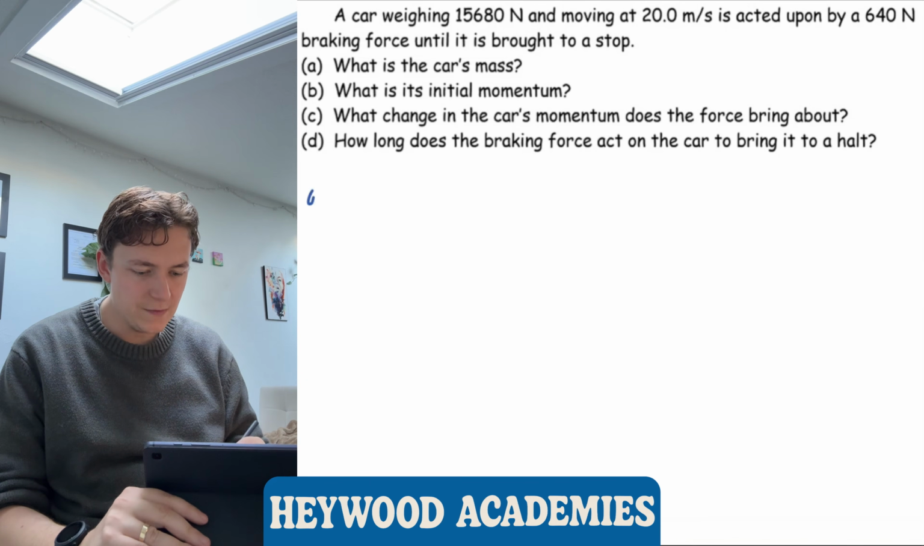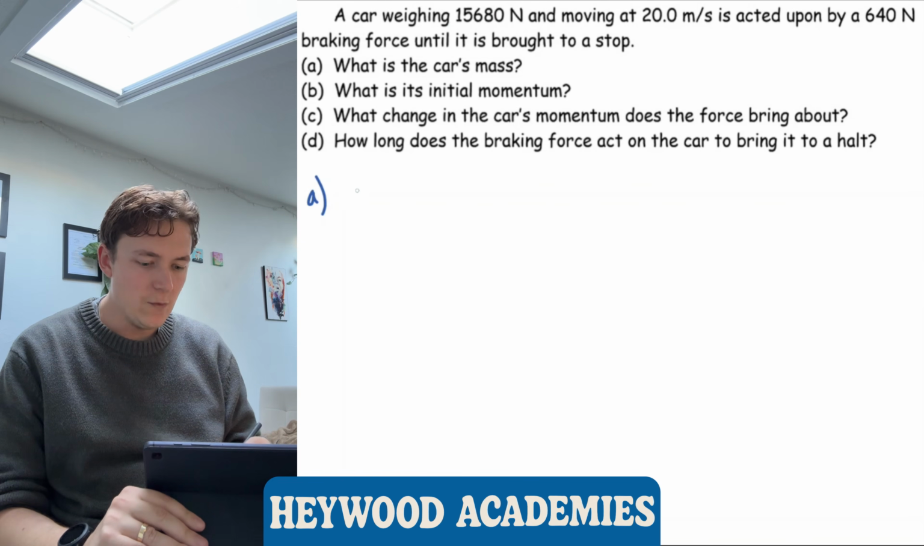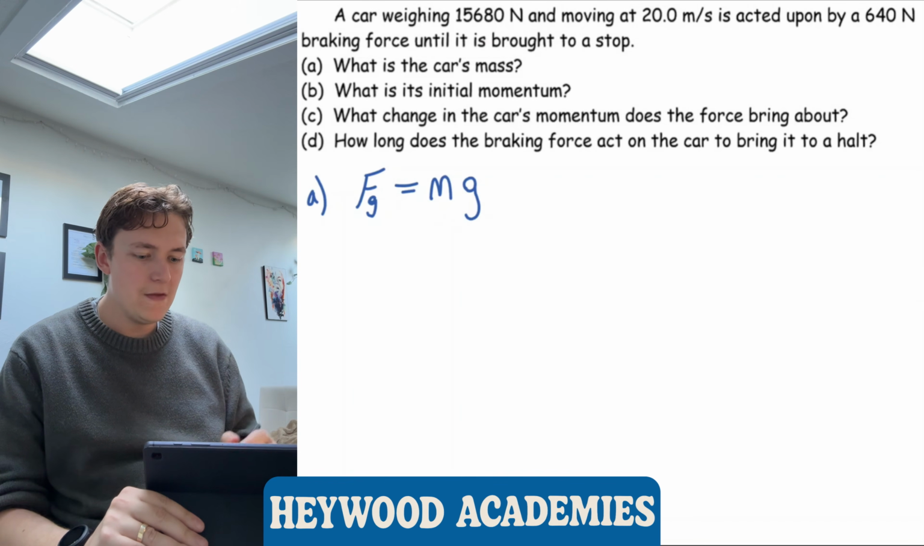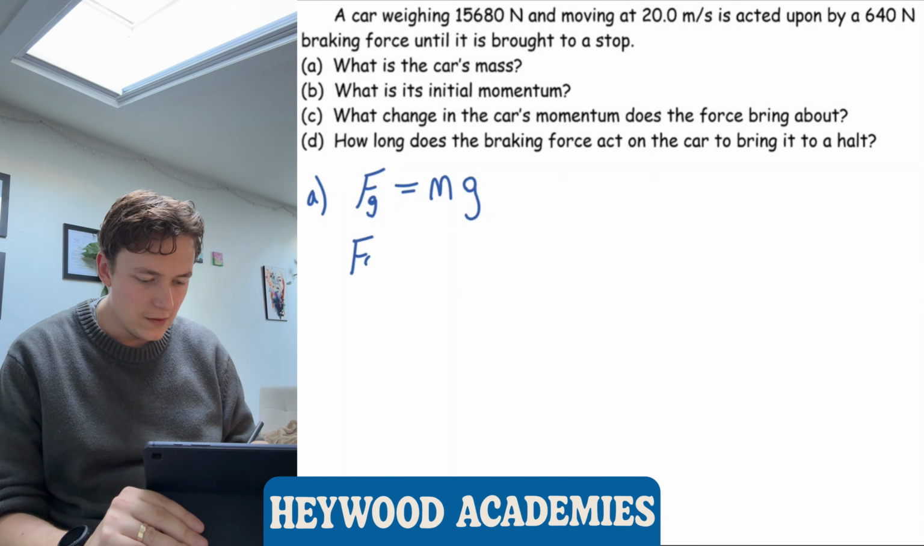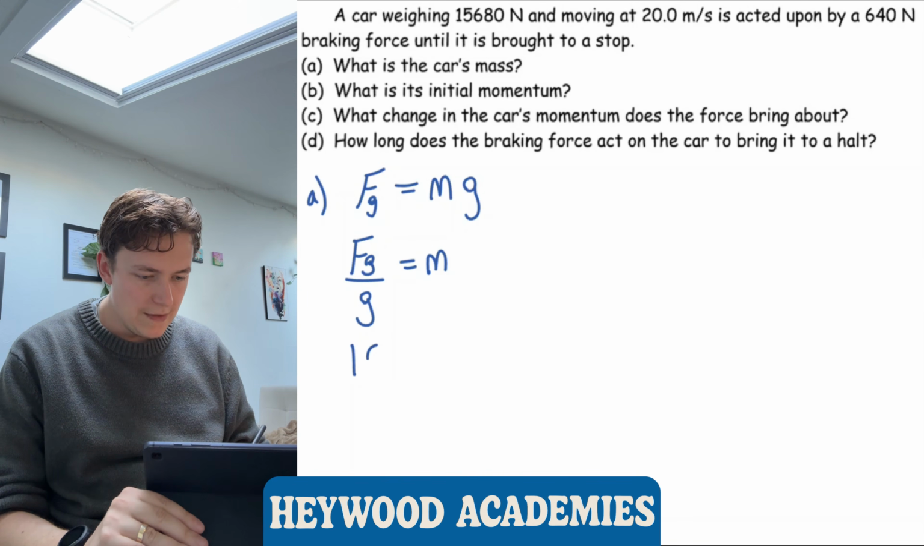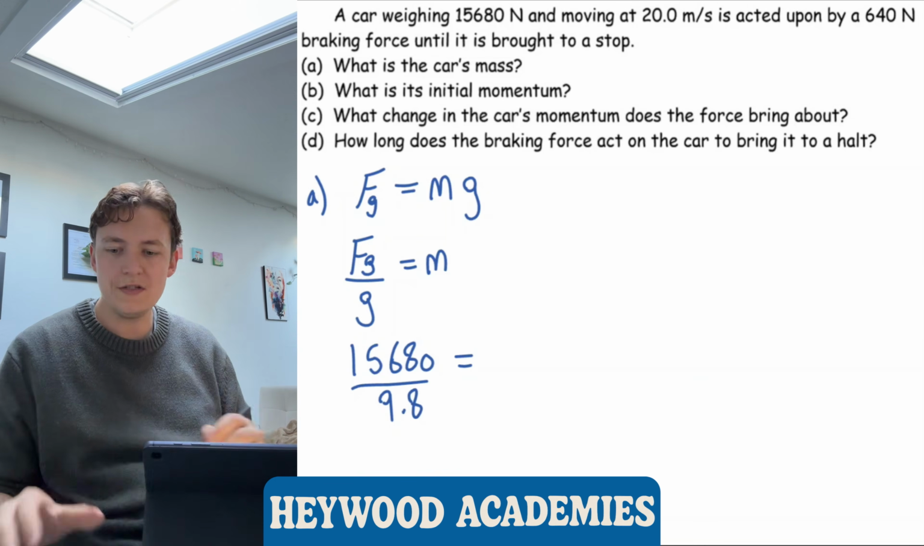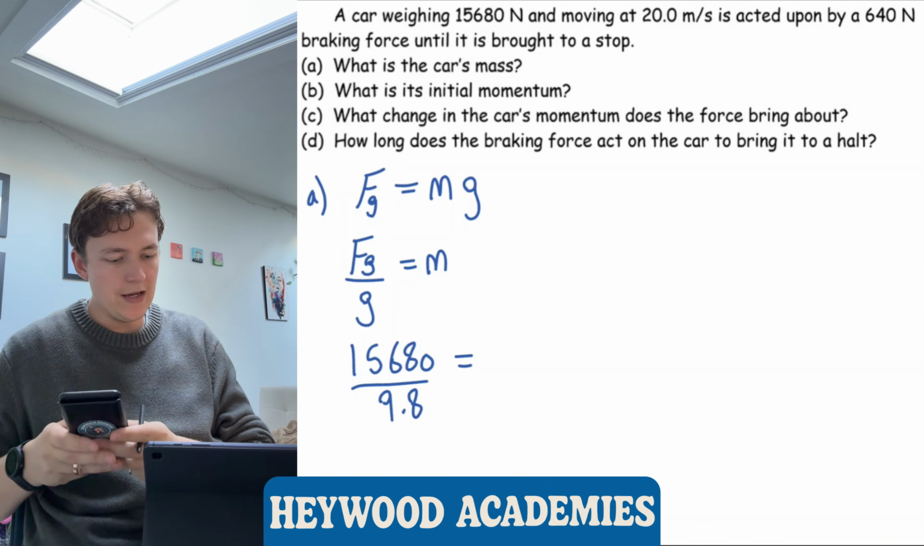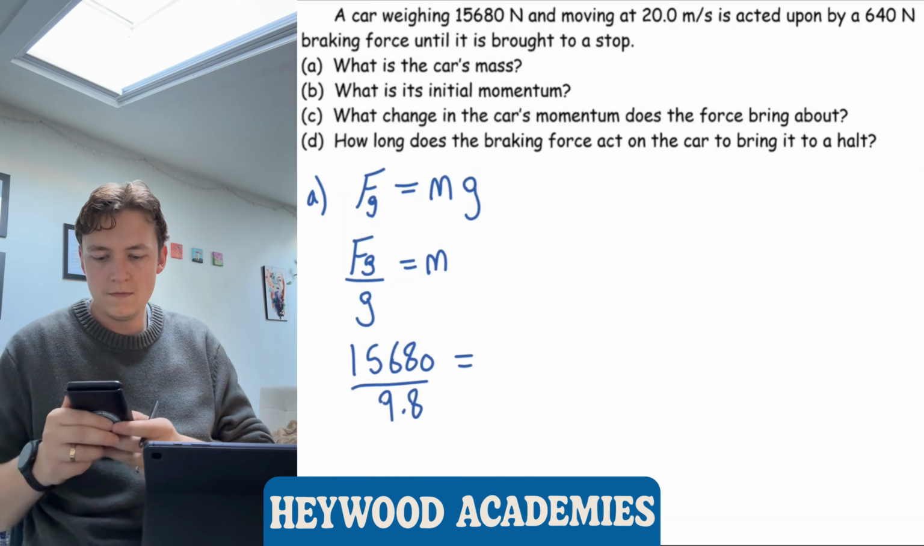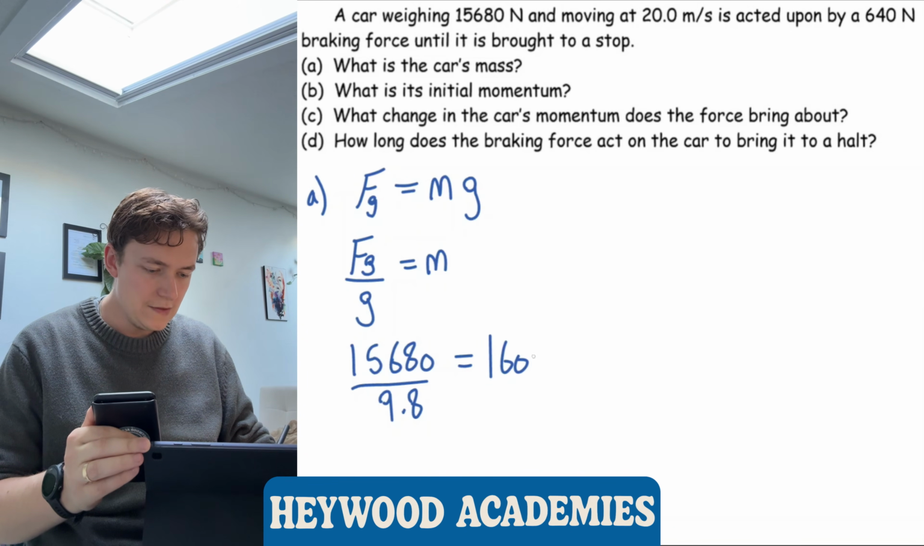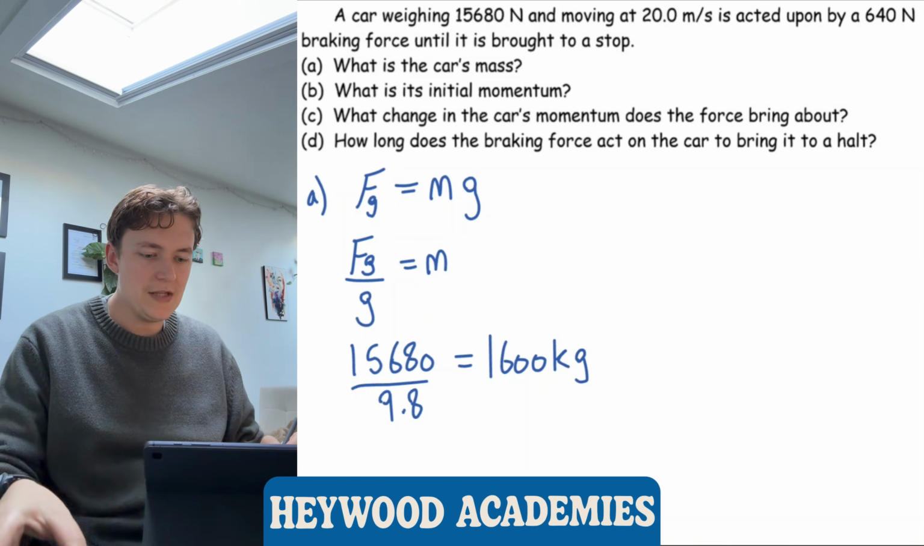So to solve for the car's mass, we've got to go back to our forces section. They give us that weight, which is another way to write the force due to gravity, Fg equals m times g. So that number they gave us is the weight. We want to solve for the mass, so we need to divide by g on both sides. Now we can plug in 15680 divided by 9.8, that's our constant for g, which gives us 1600 kilograms. So that's our mass.